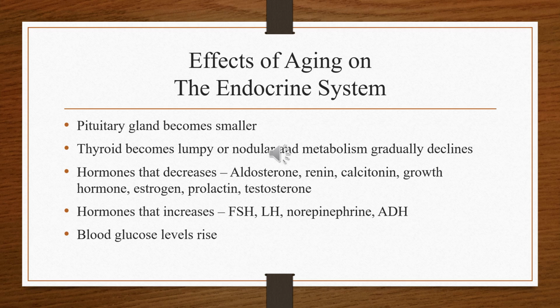When we're talking about effects of aging on the endocrine system, the pituitary gland becomes smaller. The thyroid gland gets lumpy, and metabolism gradually declines. When our metabolism declines, everything starts to get slower, and as a result we're feeling tired a lot. We might be gaining weight. Our hair starts thinning. Irregular menstrual cycles. Feeling cold.